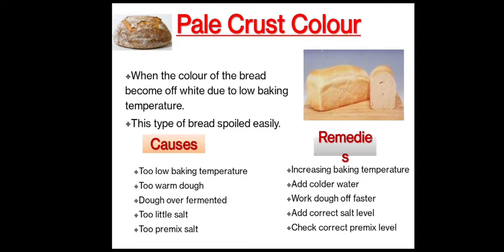Next is pale crust color. When the color of bread becomes off-white due to low baking temperature, this type of fault is pale crust color. This type of bread spoils easily. First cause is too low baking temperature, too warm dough, dough over fermented, too little salt, too little premix salt.